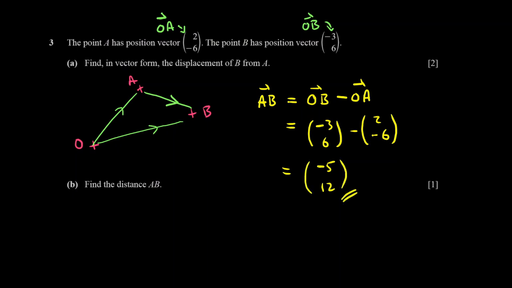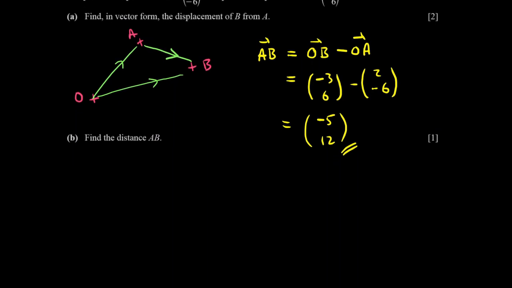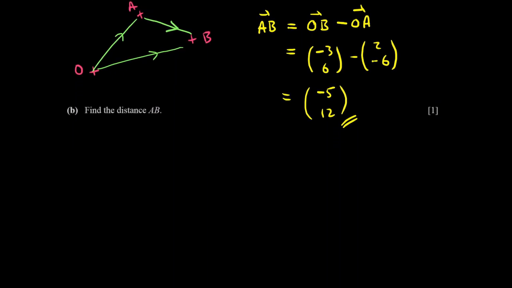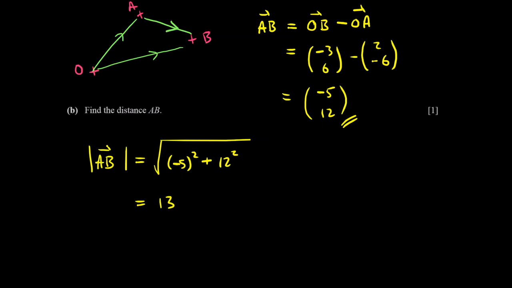Then if we want to find the distance AB, the distance is just the magnitude of the displacement vector. So what we're being asked to do is find the magnitude, and the magnitude is basically Pythagoras' theorem. We are finding the square root of negative 5 squared plus 12 squared. That's 25 plus 144, which is 169, and if you square root that, you should get 13. So the distance is 13.